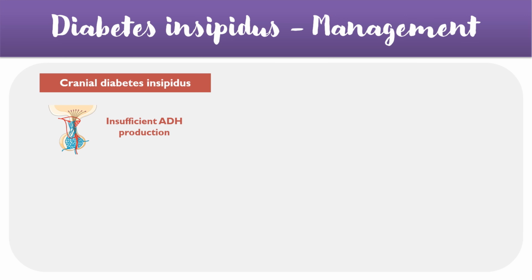The reason why it's so important to find a cause behind diabetes insipidus is that the management is dependent on the cause. So in cases of cranial diabetes insipidus, as I mentioned, there's a problem with ADH production, and we can treat this using desmopressin tablets or nasal spray to artificially increase the levels of ADH back to normal limits.